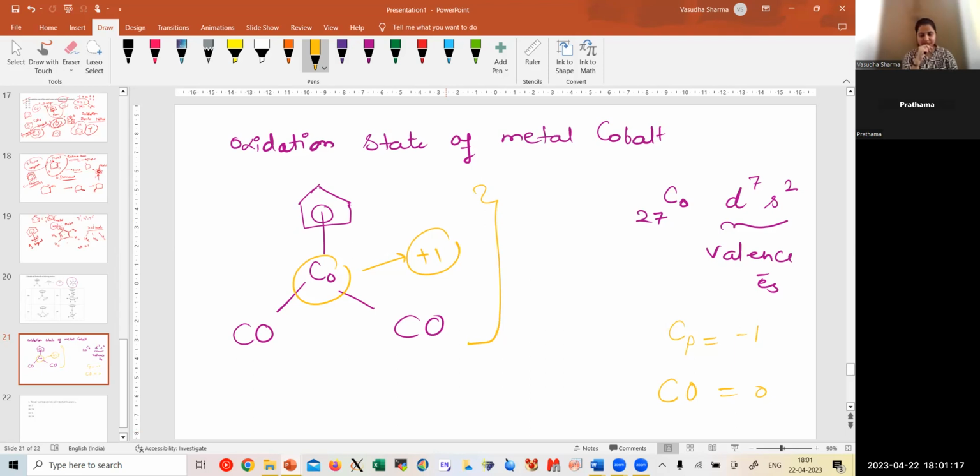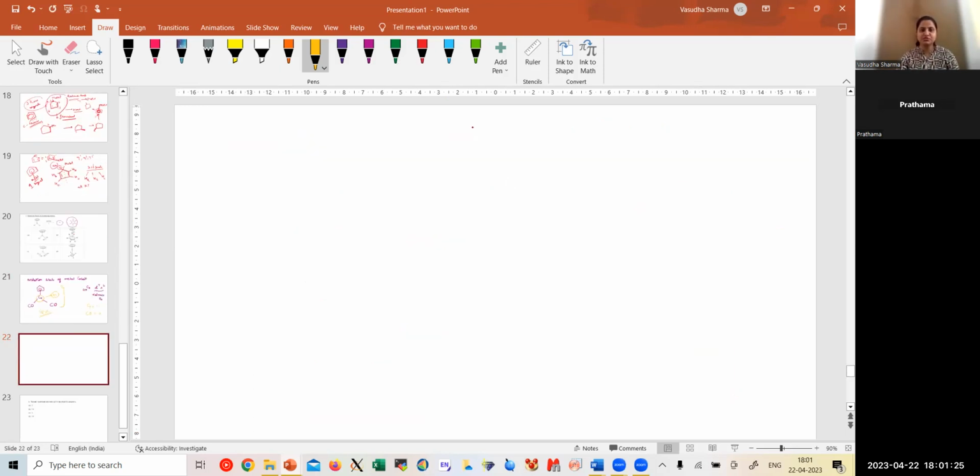18 electron. Right. So now I will tell how we can calculate it with both the methods. So what method have you chosen to calculate the total valence electrons? Is it the neutral method or the ionic method?